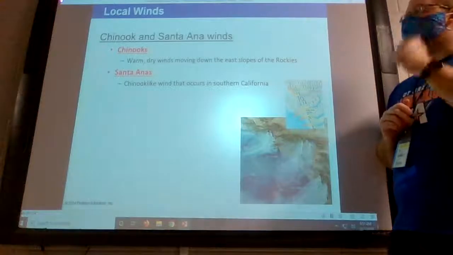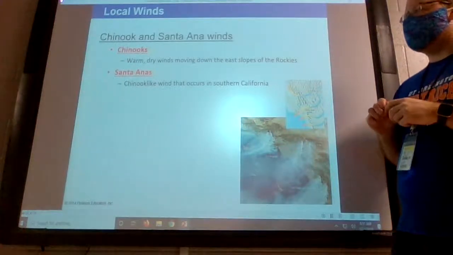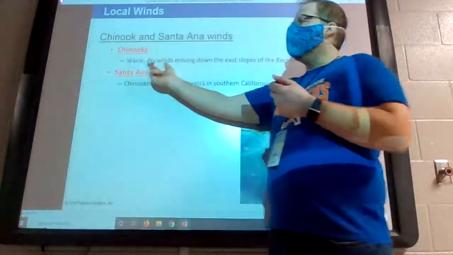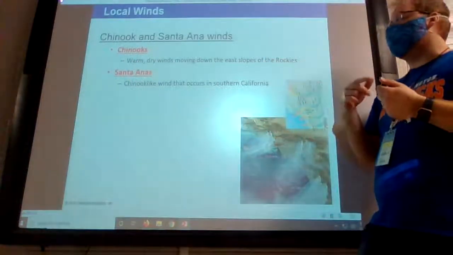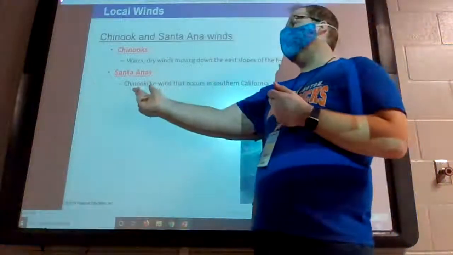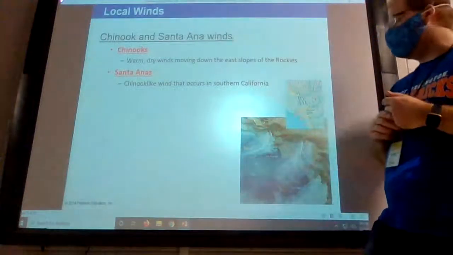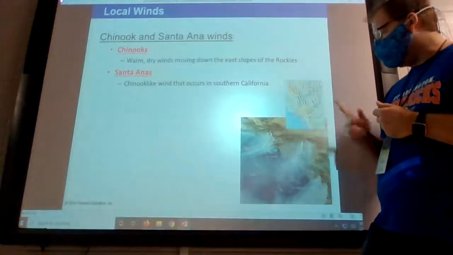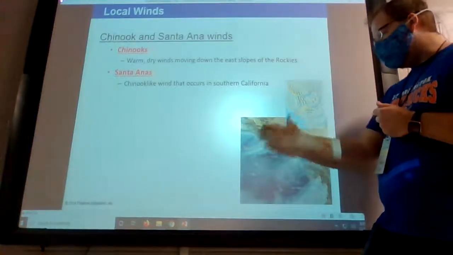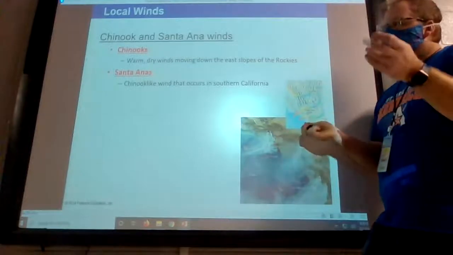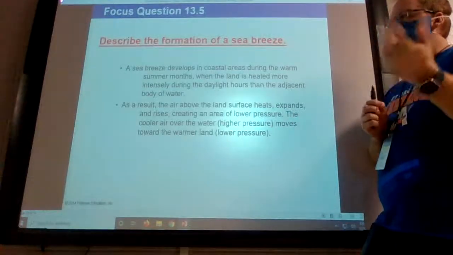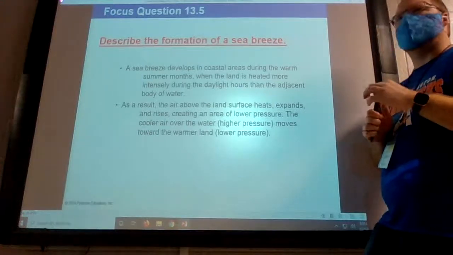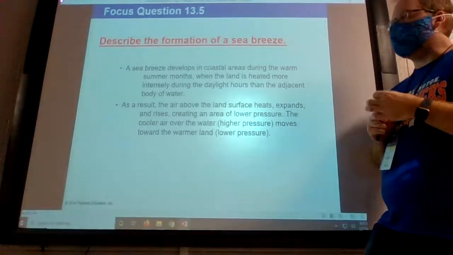And then they have Chinook and Santa Ana winds, which don't really affect us here in Texas. Chinook is obviously a Canadian word. Warm, dry winds moving down the eastern slopes of the Rockies. And then Santa Ana winds are Chinook-like winds that occur in Southern California. You can kind of see the Santa Ana winds coming down over here, giving them a particular weather pattern. We don't hear about them too much in Texas, but every once in a while, if you watch the weather, the weather people will mention them as a part of a nationwide weather pattern.